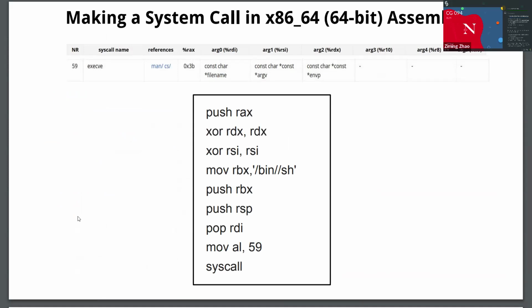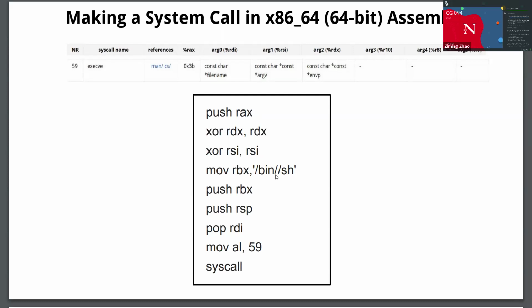In the 64-bit version, things will be a little bit easier. We don't need to push that onto the stack. We can directly move that string to a register and push that. You notice that we have two slashes here, /bin//sh. Why do we have two slashes? Or what are two slashes? Anyone knows? An escape character? No, it's not.